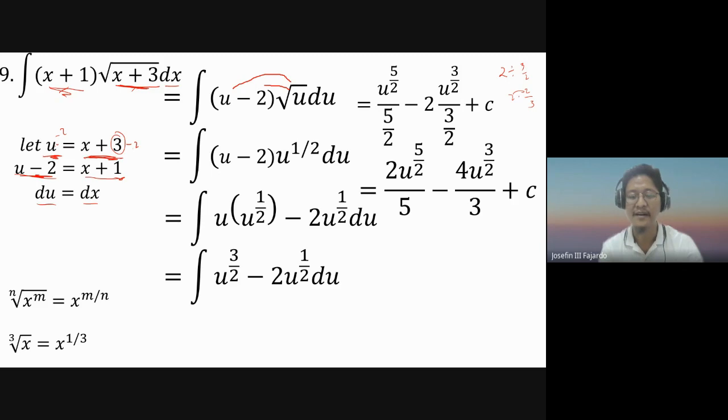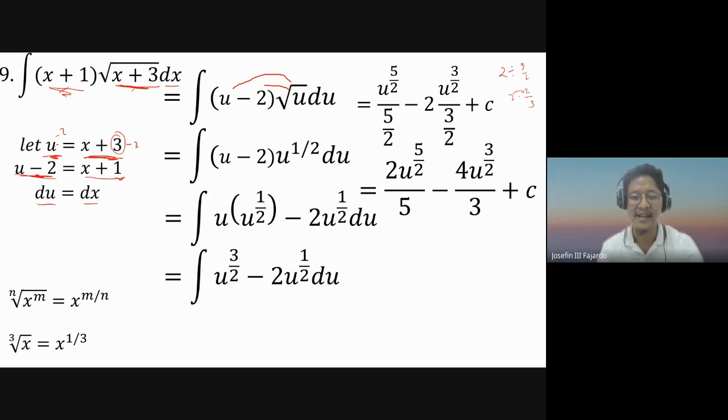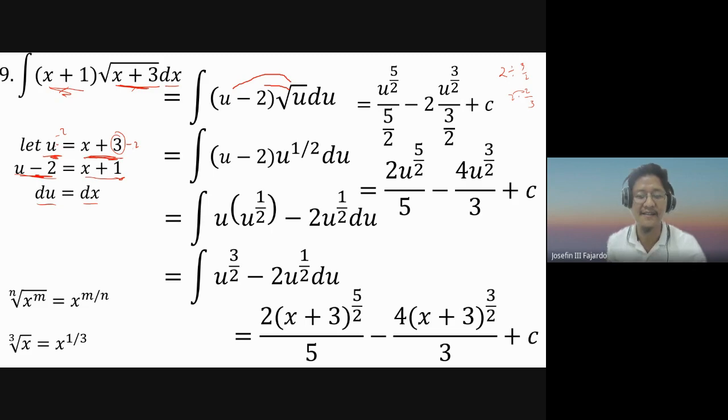Malinaw po? Opo, sir. Saka palitan na lang natin ng x plus 3. Okay. Question?